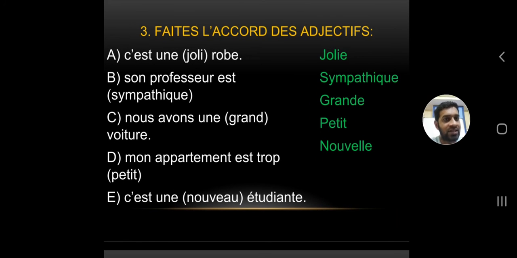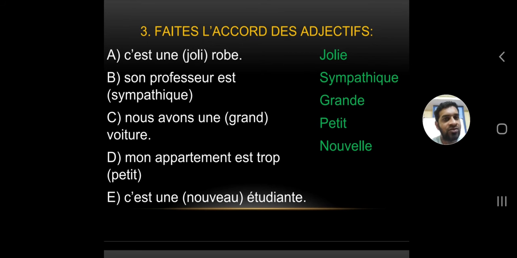Faites l'accord des adjectifs. So we got to write the adjectives in the correct form. Okay, so just masculine or feminine, singular or plural. Okay, so c'est une jolie robe. Robe is feminine, so we add an e with it. C'est une jolie robe, the same pronunciation for masculine, feminine, singular, plural, but we add an e. Oui, jolie robe.